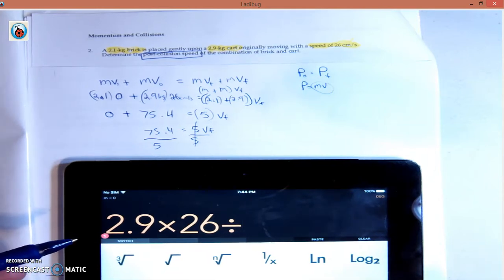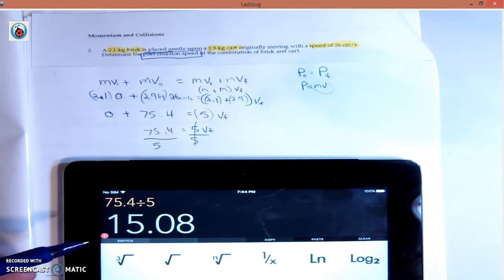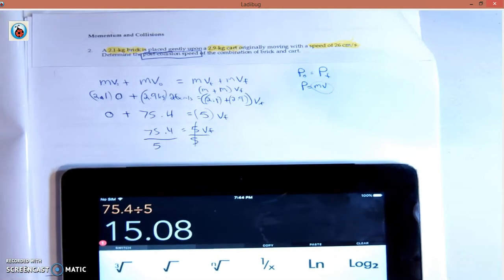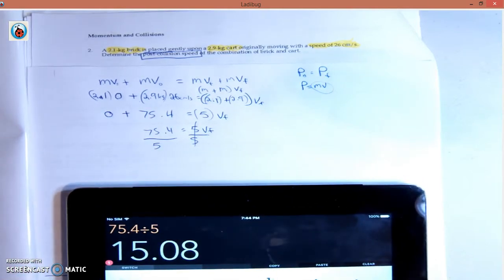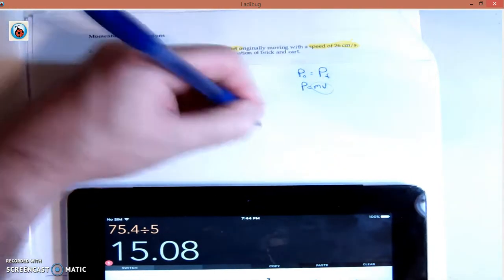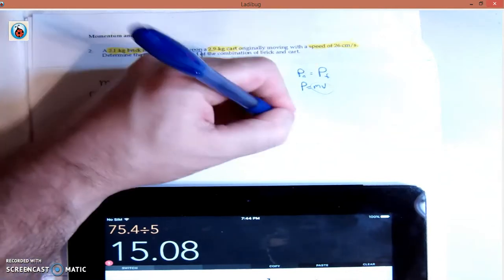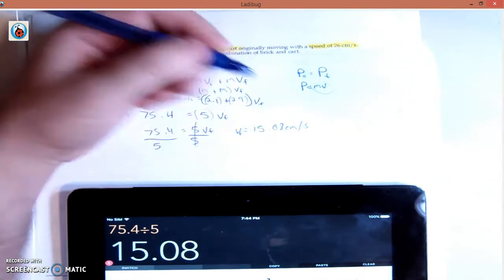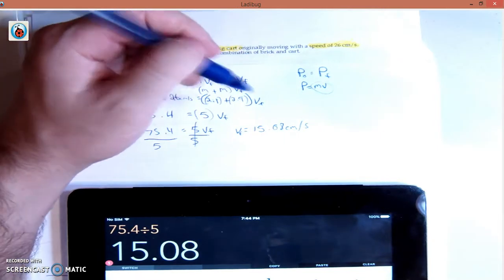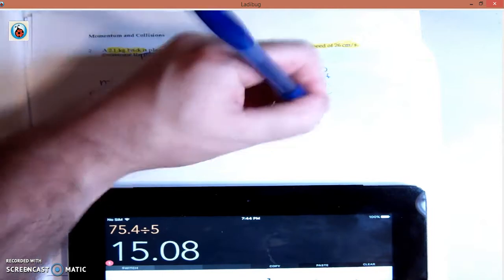Whoa, I don't like that. I don't like that at all. Let's just go straight to it. 75.4 divided by 5 gives us 15.08. So our final velocity equals 15.08 centimeters per second.